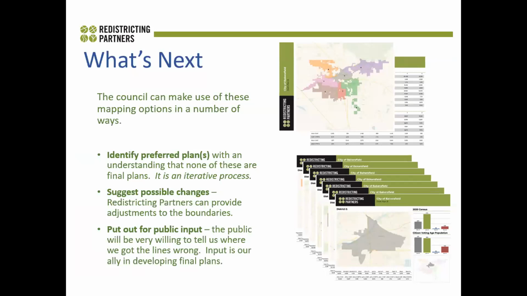But again, looking forward, the council can make use of these mapping options in a number of ways. They can identify their preferred plans with an understanding that none of these are final plans. They can suggest possible changes. The community can suggest possible changes, and redistricting partners will provide us with adjustments to those boundaries. They can also fill out the demographic data for us. And if you have those possible changes, it is great to have them in as soon as possible, so that gives our consultant time to prepare that data for our hearings.